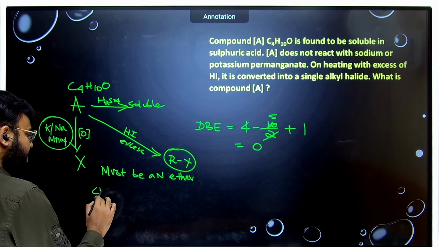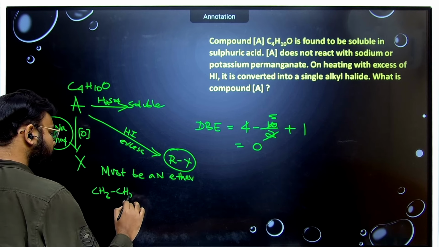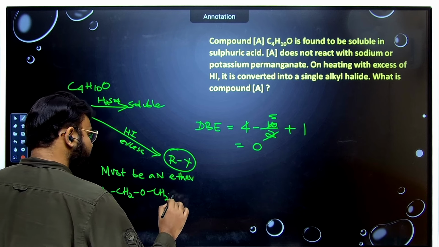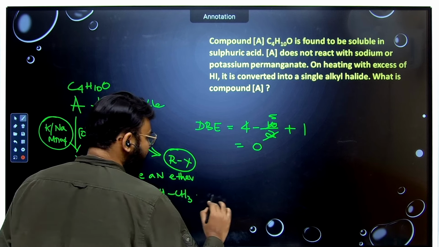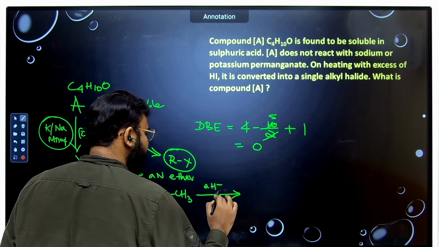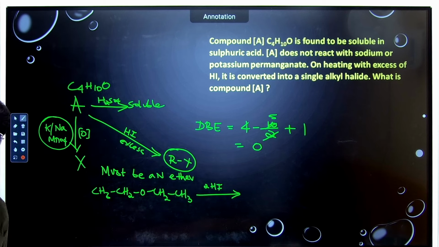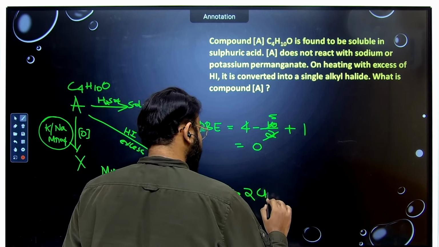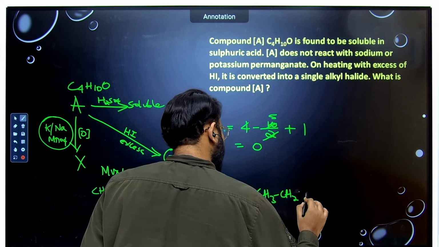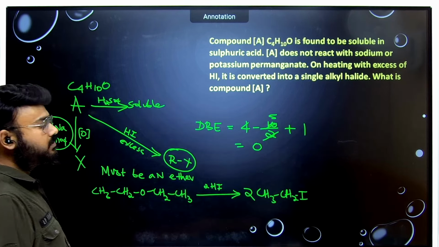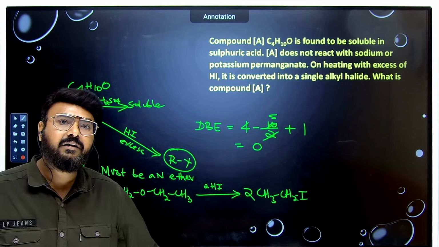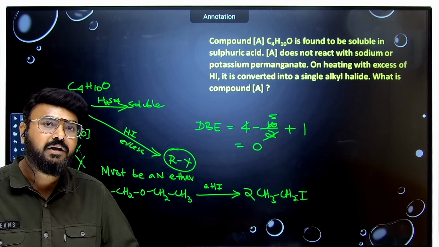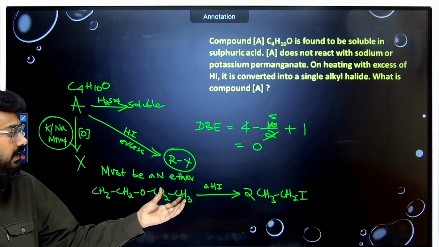So formula will be CH3CH2OCH2CH3. So when you react with excess HI, we'll take 2 HI because two alkyls are there. So we will see you will get 2 of CH3CH2I. So it's pretty clear. Ethyl iodide, we are forming only one type of alkyl halide, because what happens when you take in excess?